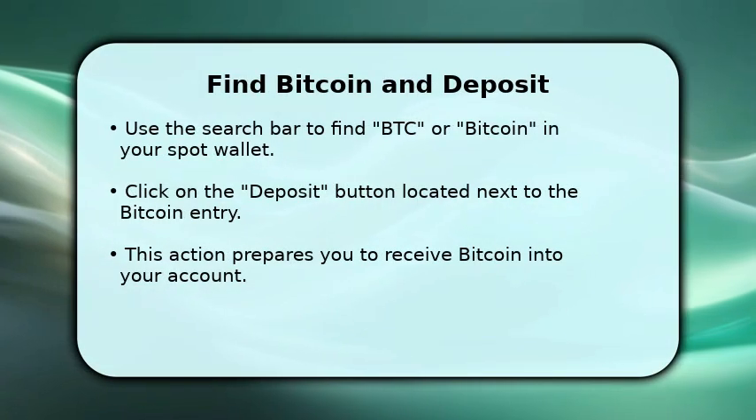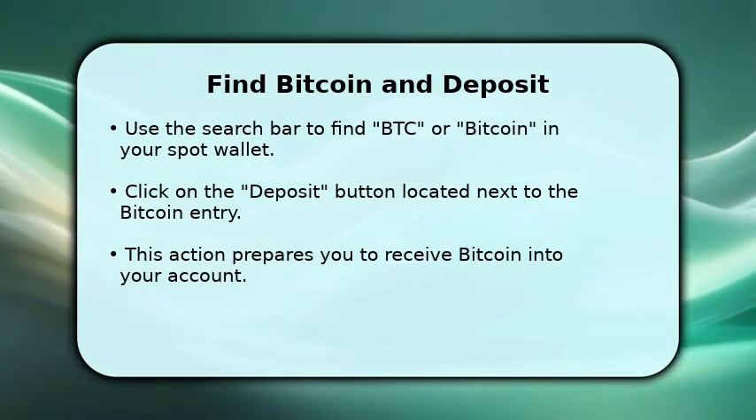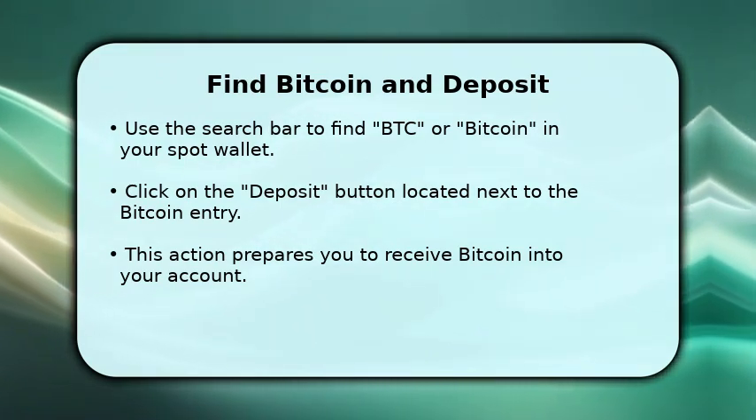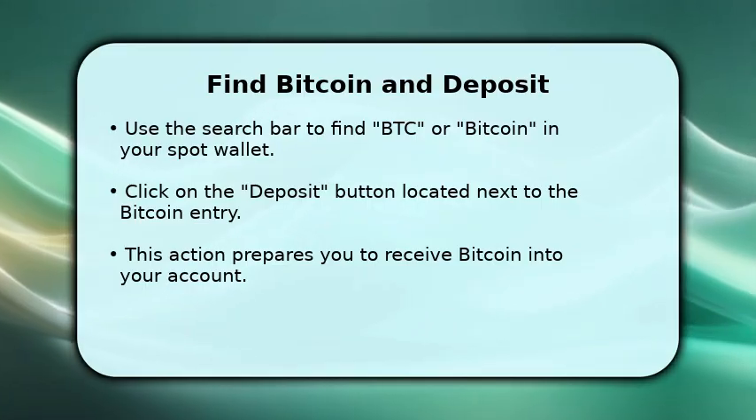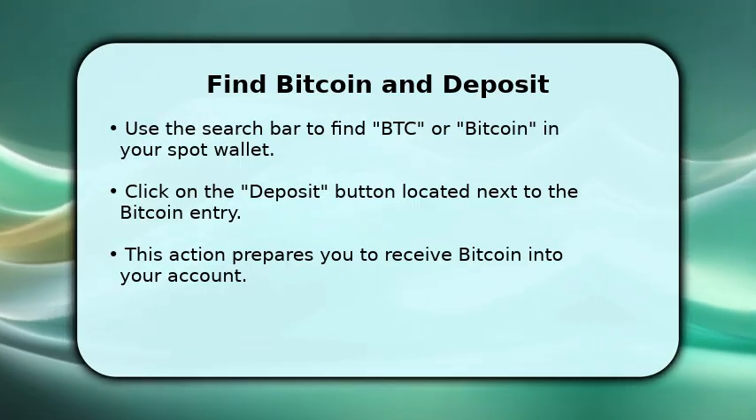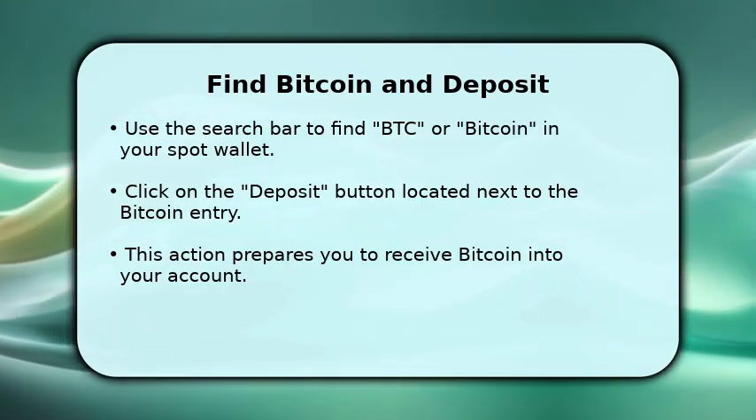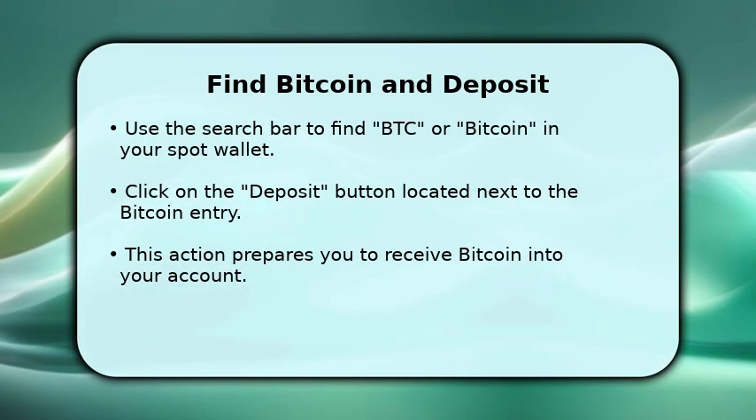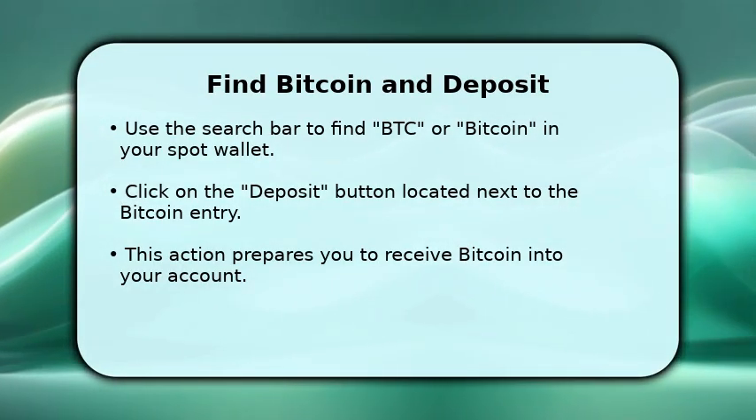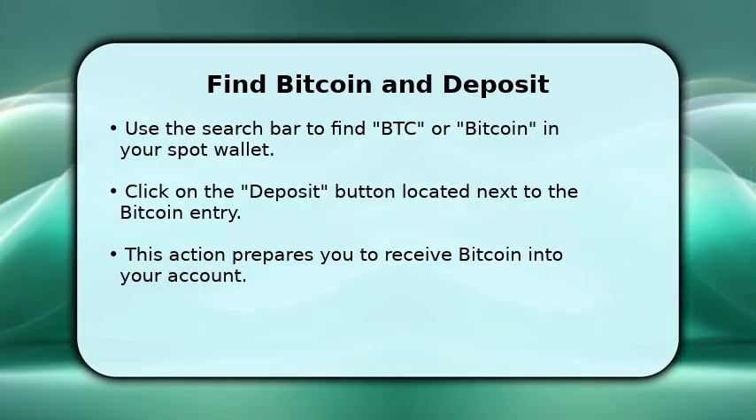Now that you are in your Fiat and Spot wallet, use the search bar to quickly find BTC or Bitcoin. Once you locate Bitcoin in your list of assets, you will see several options next to it. Click on the Deposit button. This action is essential as it will lead you to the page where your unique Bitcoin wallet address is generated, allowing you to receive funds.